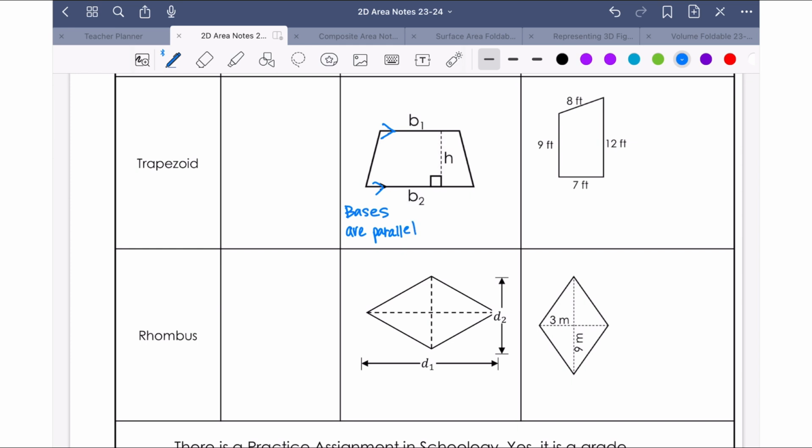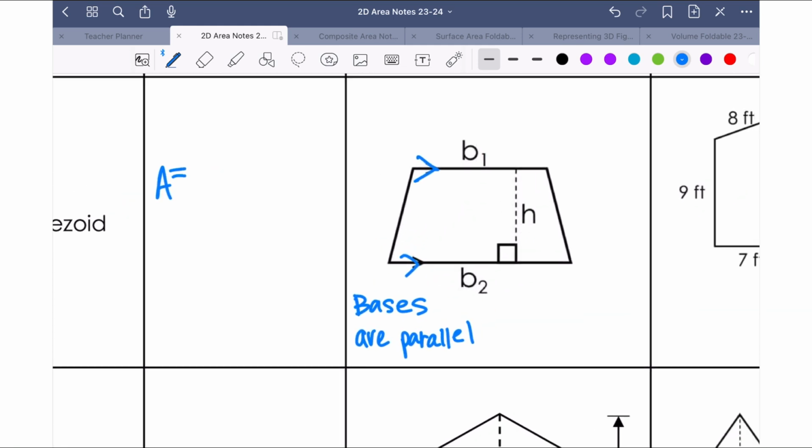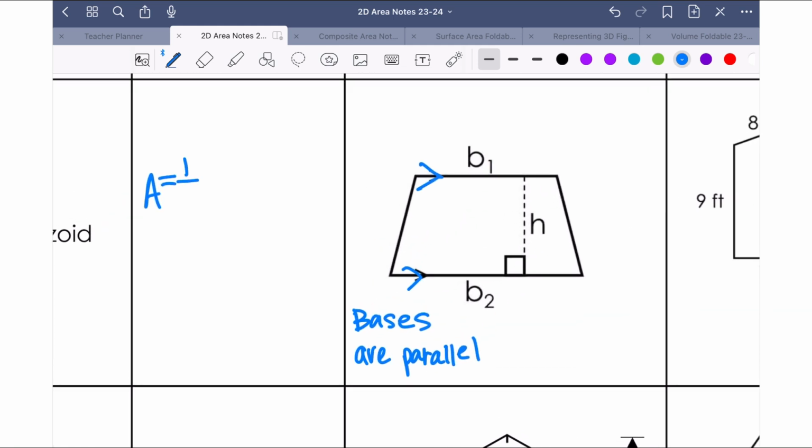Okay, and then you have a height. So in our formula, that's going to be area equals 1/2 times your height times your two bases together. So we have to add the bases first inside those parentheses, okay? So we have base 1 and base 2 in our image, okay?